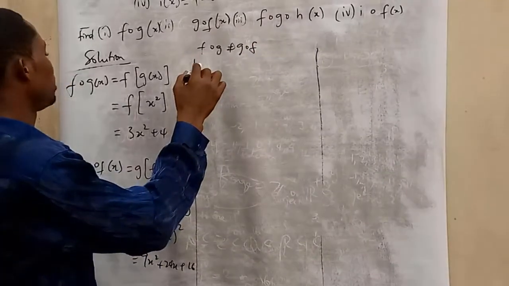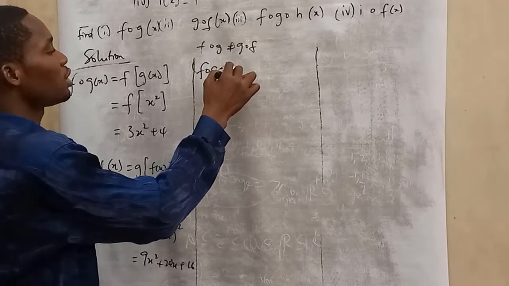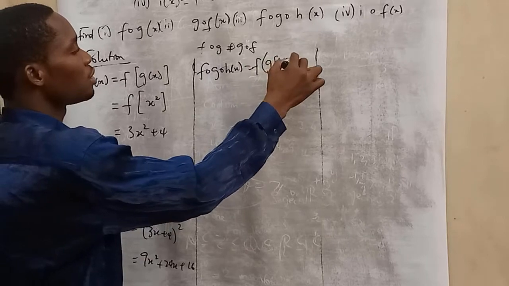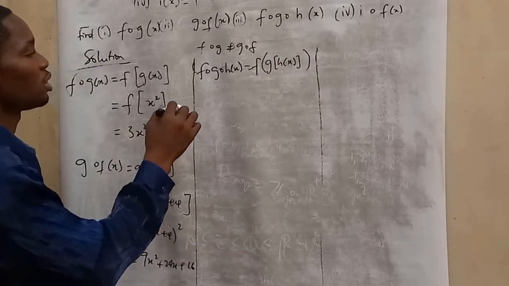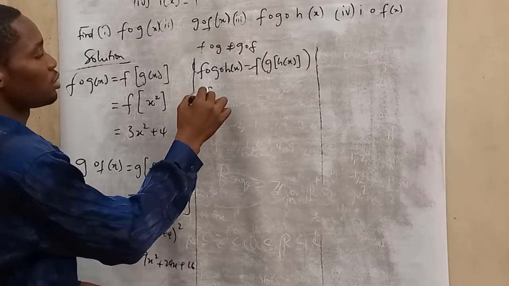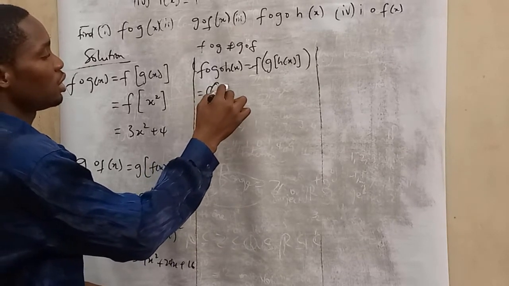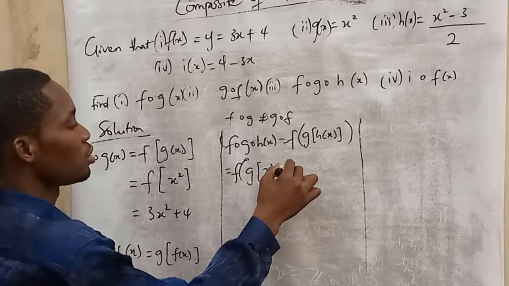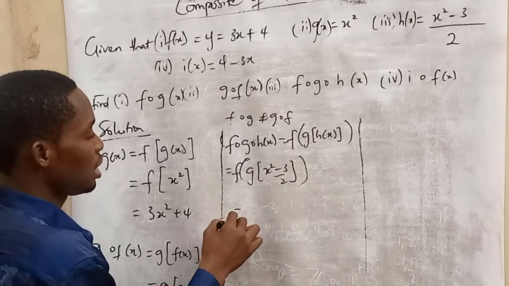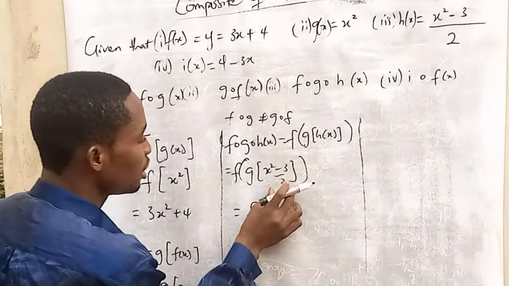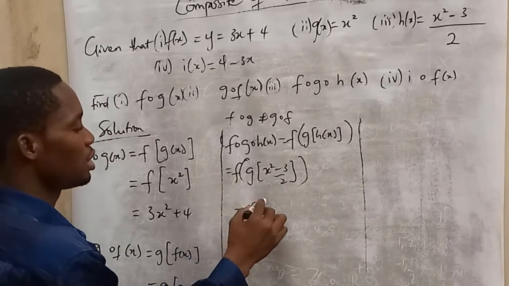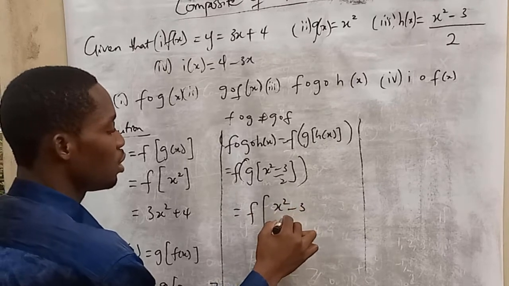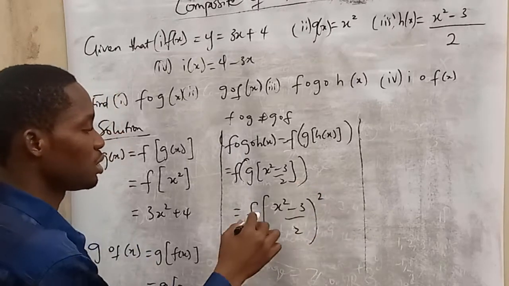For f of g of h of x, I'm going to have f of g of h of x equal to f into g into h of x. I'm going to work from the inside, which becomes the same thing as f into g into h of x, which is x squared minus 3 over 2. Then from there, I'm going to put my x squared minus 3 all over 2 into g of x, which becomes f into g of x, which is x squared. I'm going to have that as x squared minus 3 all over 2, all squared.